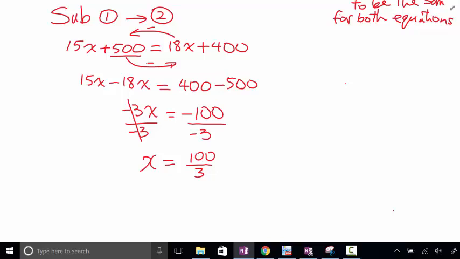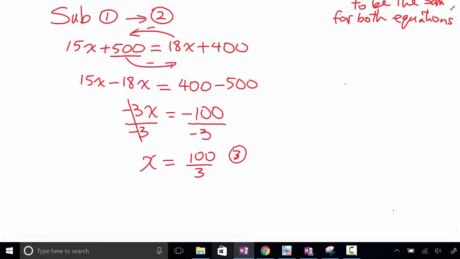Now, did I find the point of intersection? Not yet. I just found the value of x. Now I have to find the value of y. The value of y when x equals 100 over 3. What is the y value, what is the cost, the y value of the cost when I have 100 over 3 students. That's not possible, but anyways, let me just keep it like that just to work it out.